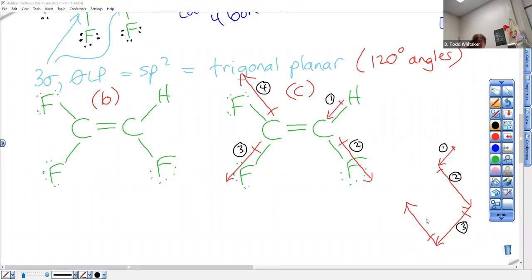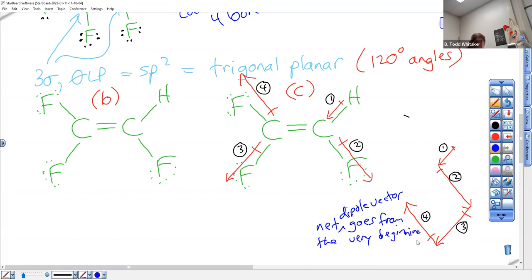So you want to know your net dipole vector? Net dipole vector goes from the very beginning, where you started number one, to the very end, where you ended number four. Right from there all the way to there is the net dipole in blue for that molecule. If you're asked for the net dipole, I want that blue thing, where the first one started and where the last one ended. That's where my arrow goes from and to.